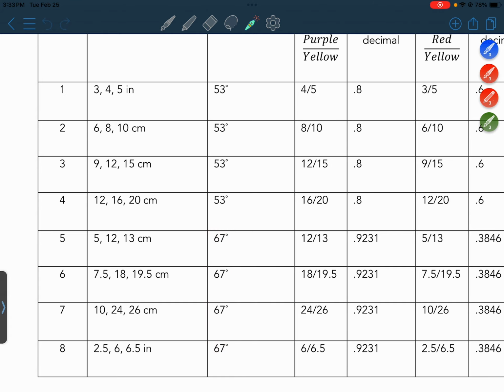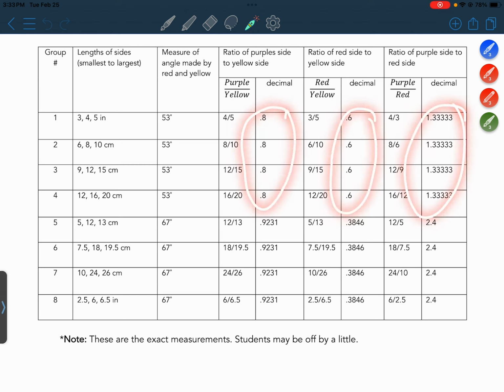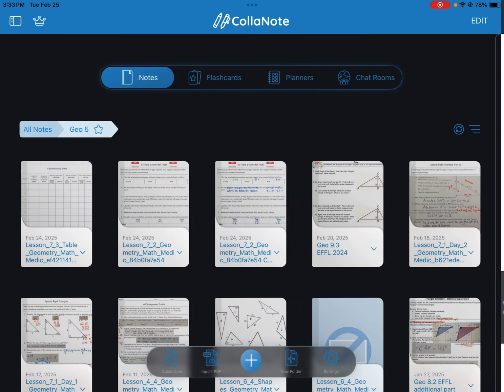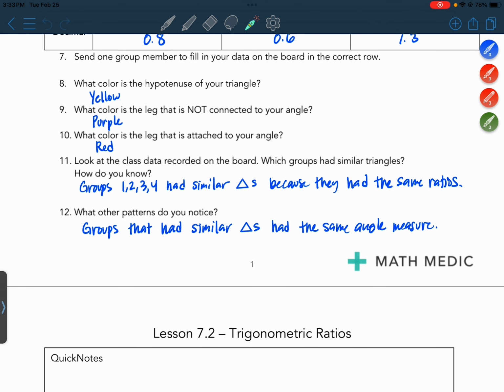All right, so that's one observation. And a second one is, if you look at the ratios for the first 4 groups, they all have the same value for their ratios. And the last 4 groups have the same values for the ratios. So that idea, I hope you captured, which is groups 1 through 4 had similar triangles since their ratios were the same. And also groups that had similar triangles had the same angle measures.